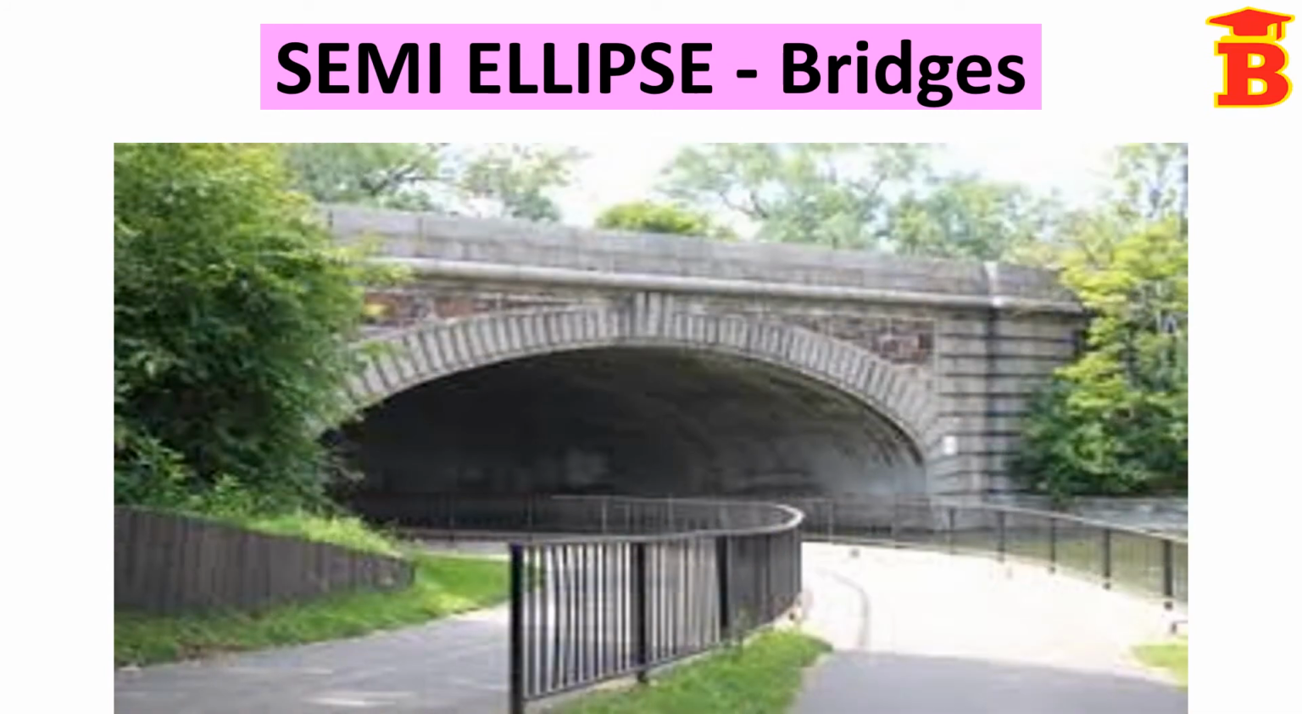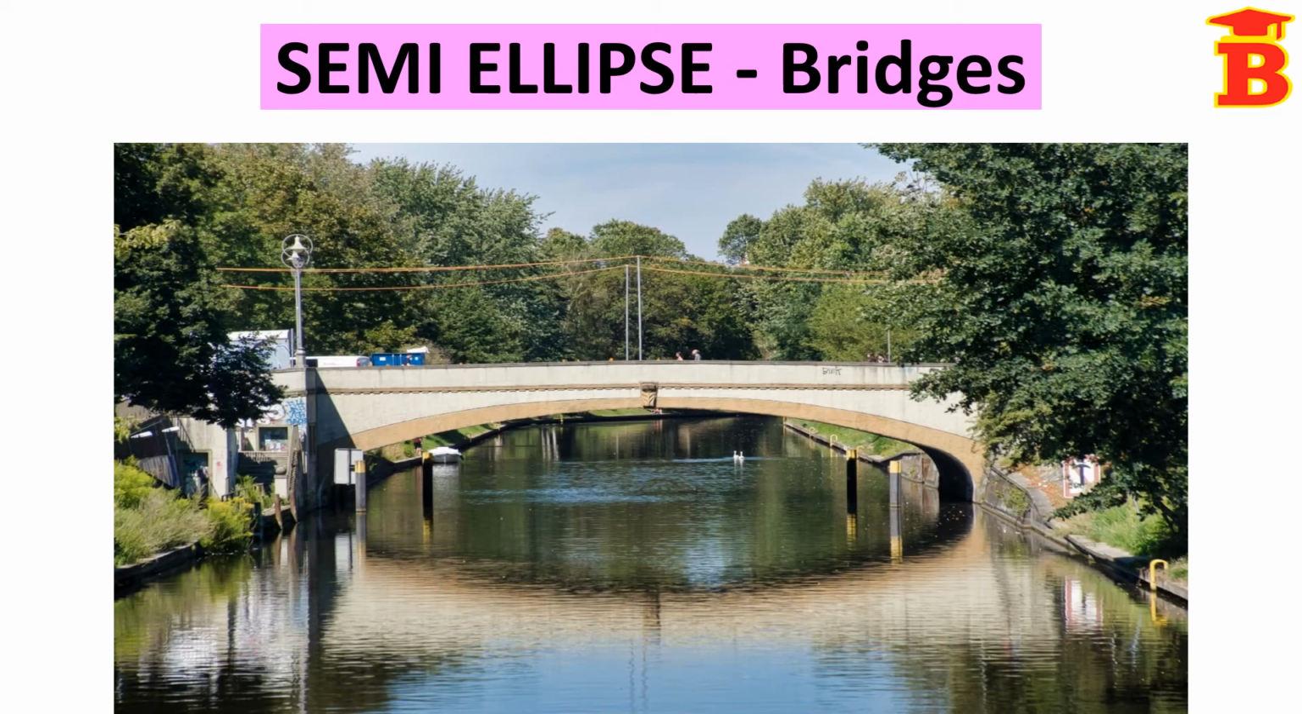See the next picture. In this bridge, this arch is in the form of semi-ellipse, that is half of the ellipse. And here this is the roadway. See the next picture. In this bridge, this arch is in the form of semi-ellipse. Here we can observe that there is a shadow down.